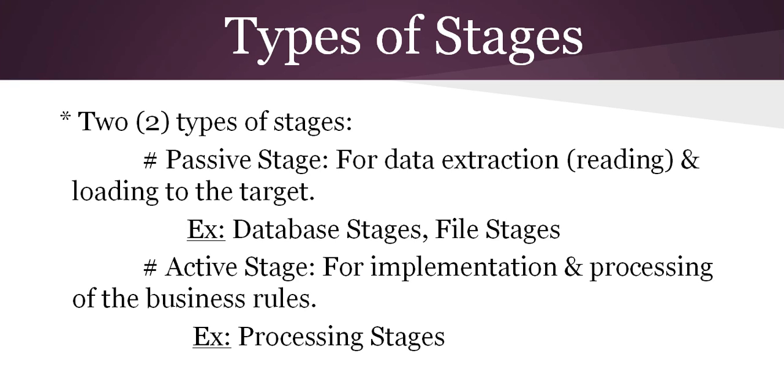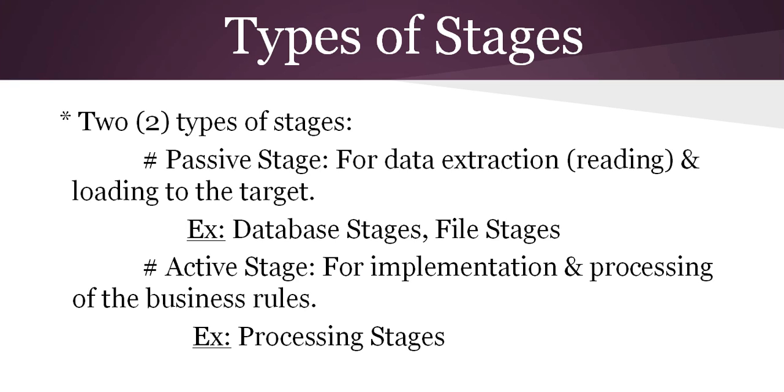It doesn't matter whether it's a server job or a parallel job, basically all the stages are divided into two types: passive stages and active stages. Passive stages are basically for data extraction or loading to the target. They are the source and the target stages, because the source is where we extract data from, right? So that's a passive stage. It's not doing anything except extraction. And the loading stage, we are just writing to it. So these are called passive stages.